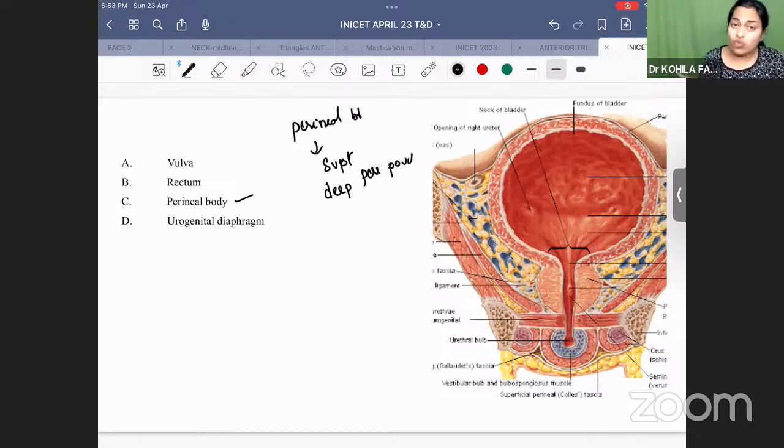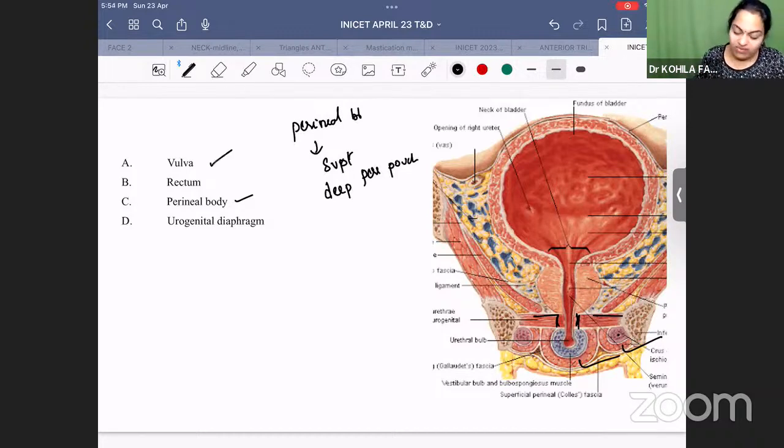What are the muscles in the superficial perineal pouch? Three muscles, right? The ischiocavernosus, bulbospongiosus, and superficial transverse perineum. In the deep perineal pouch, there are two muscles: sphincter urethrae and the deep transverse perineum. These will contribute to the perineal body along with the external anal sphincter and levator ani.